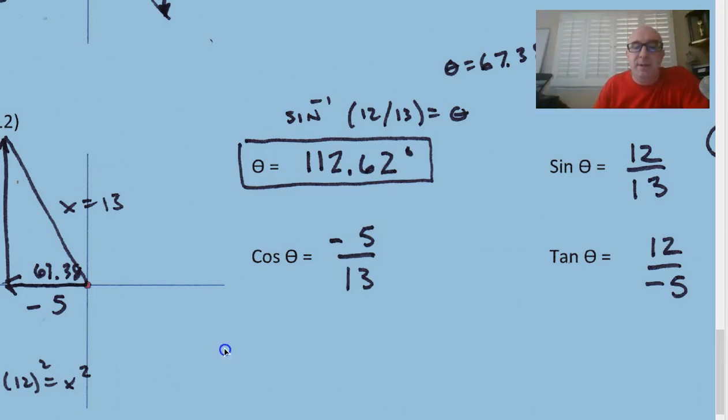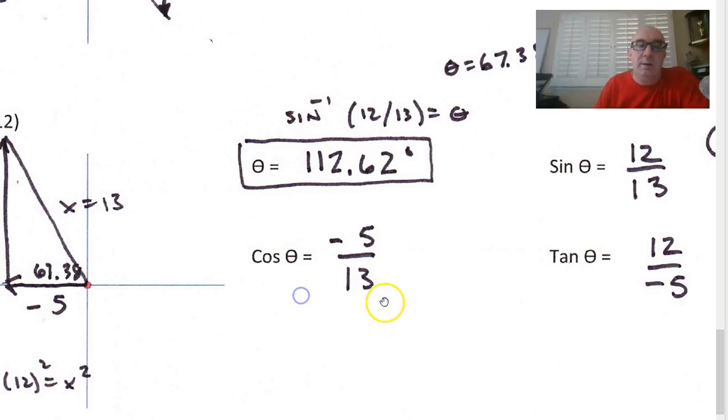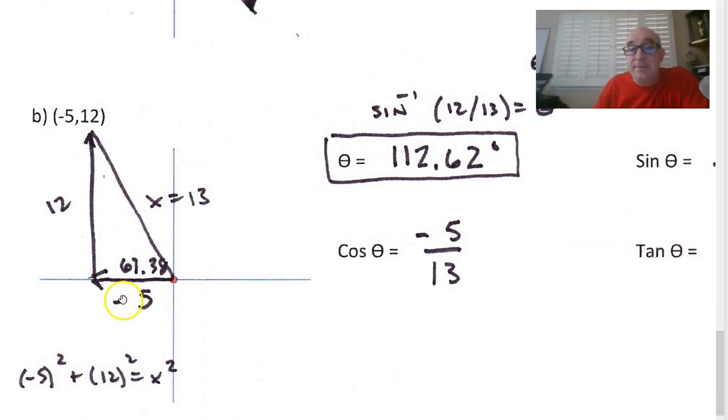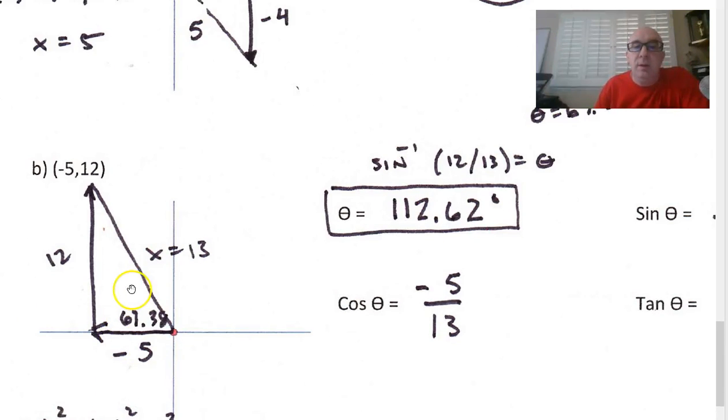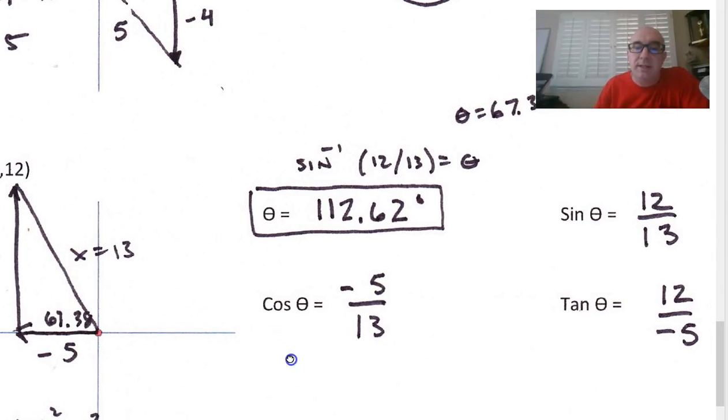Finally, the same thing happened in this question, where I had a negative 5 and then a positive 12. I did the Pythagorean theorem, and I got 13. Now I'm ready to start to write in some values. Cosine is the x over the hypotenuse, negative 5 over 13. Sine is 12 over 13. Notice it's positive. It should be in this quadrant. And then tangent's 12 over negative 5.